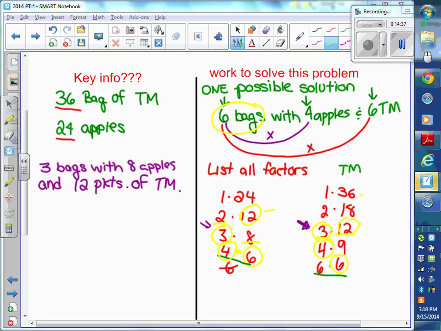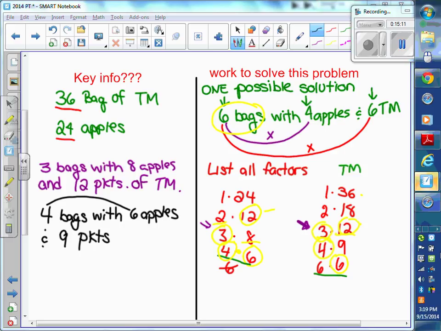And how many packets of trail mix? If we have 4 bags with 6 apples, and because 4 times 9 makes 36, there's 9 packets of trail mix.